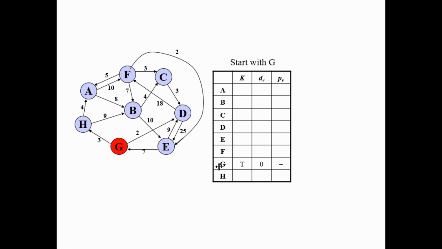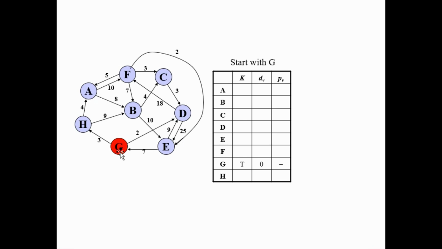Because we have already visited this node, it will be represented with T or true value. So you can mark it as true, meaning that we have already visited this node. Now what are the nodes that we can visit via G? There are 2 nodes, H and D. Both of them are unvisited, as you can see from this column.